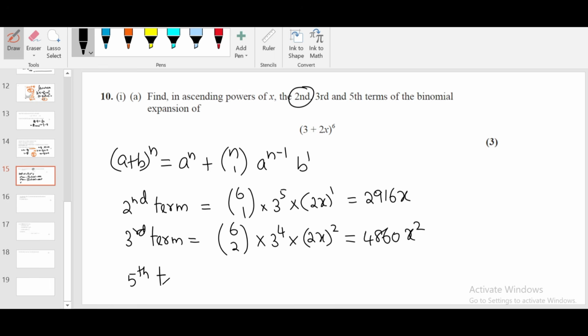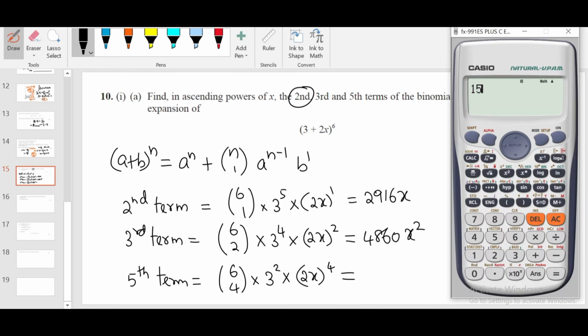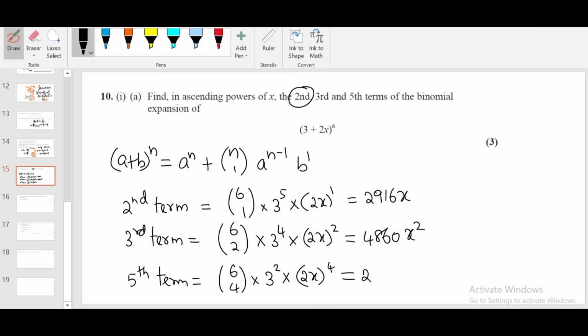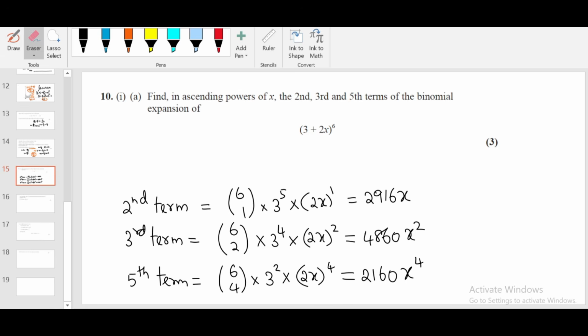We need to find the fifth term. The fifth term is going to be 6C4, times 3 power 6 minus 4, times (2x) to the power 4. 6C4 is the same as 6C2, 15. 3 squared is 9. 2 power 4 is 16. So we'll get 2160x power 4. So we got the second term, third term and fifth term. That's all. It's a 3-mark question. Let's move on to the next part now.